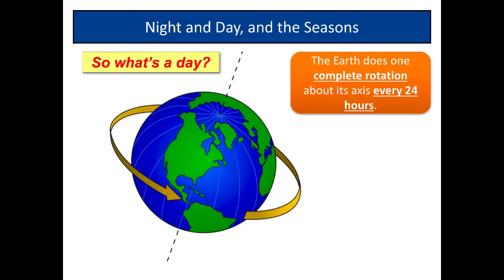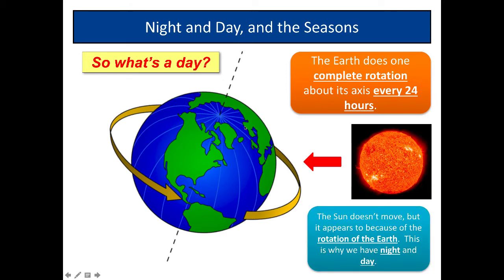Now if that was a year, what's a day? Well, a day is a complete rotation around the axis. So the Earth spins on its axis. We're not aware of this, but we are actually travelling quite fast because we're spinning. The Earth spins on its axis once every 24 hours. So a day lasts 24 hours.